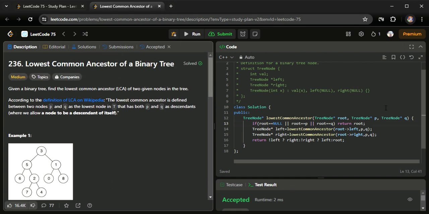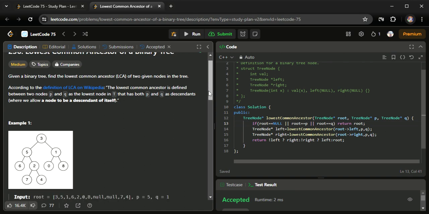And what will be the time and space complexity of the code? The time complexity will be the number of nodes present in the binary tree. That will be big O of n, supposing there are n nodes. And the space complexity will be the same, big O of n. And in the best case, that will be big O of log n.